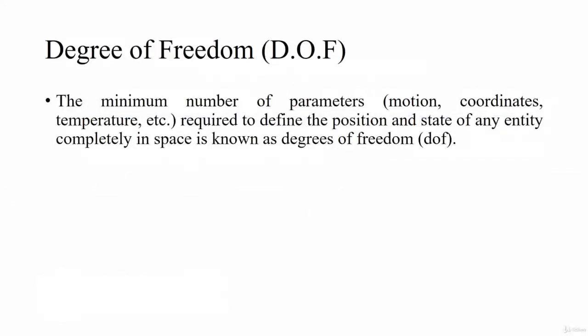In this lecture, we are going to see some important terms that we come across in the technique of FEA, or finite element analysis. The first and most important thing is degrees of freedom. So how can we define these degrees of freedom? The minimum number of parameters required to define the position, or state, of an entity or an object inside space is known as degrees of freedom.